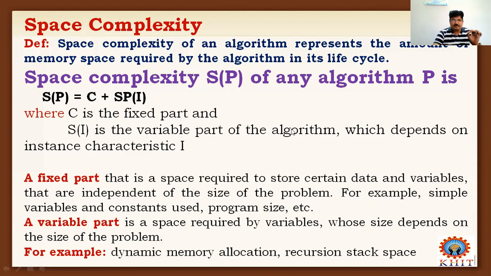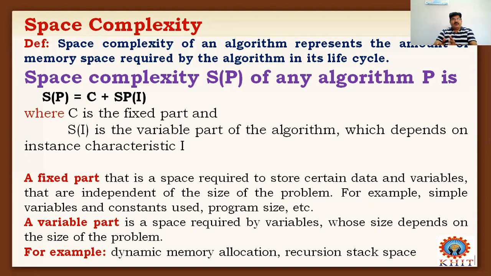Let us consider a simple example algorithm, addition of two numbers. Finding the space complexity of the addition of two numbers algorithm, if you consider it here, there are various variables, namely int a, int b, c equal to a plus b, and we are printing the c value. So this is the way of writing an algorithm.